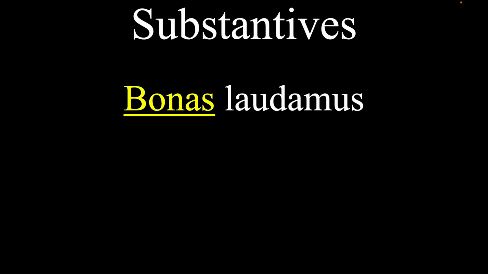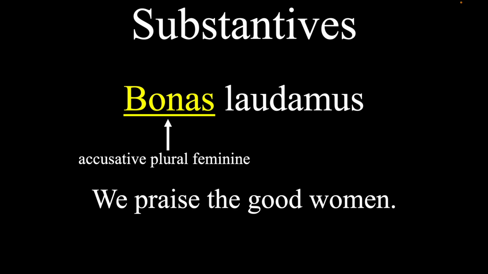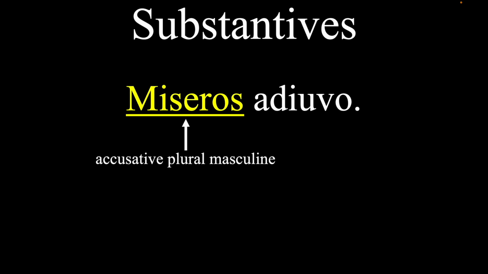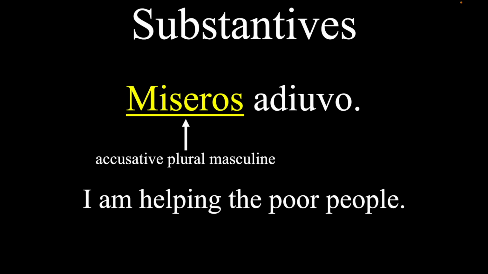Okay, another example. Bonas laudamus. Bonas is the adjective, and it's accusative, plural, feminine. Nothing else in the sentence is accusative, plural, feminine, so the adjective is a substantive, and we'll need to add something. Since it's plural and feminine, we can add the word women when translating it. So it means, we praise the good women. Another example. Miseros adiuvo. Miseros is accusative, plural, masculine, so we need to add the word men or people when translating it. And this sentence means, I am helping the poor people.